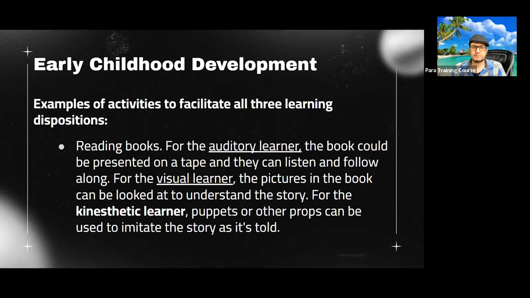Okay, here are some activities that can facilitate all three of these learning dispositions. Reading books. Okay. You've got the sound, you've got the images, you've got the tactile touch of holding a book, right? For the auditory learner, the book could be presented on a tape and they can listen and follow along. For the visual learner, the pictures in the book can be looked at to help understand the story. For the kinesthetic learner, puppets or other props can be used to imitate the story as it's told. Okay, so as we see the motions, if we're a kinesthetic learner and we see the motions happening, this helps us to understand.